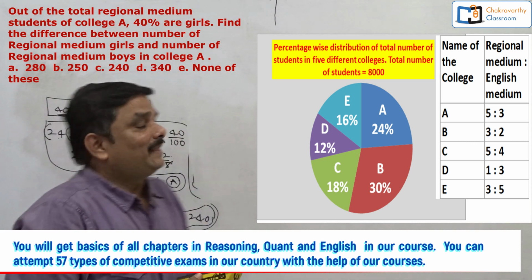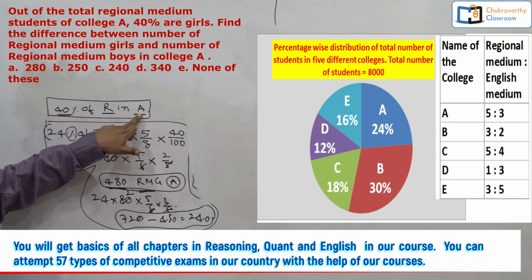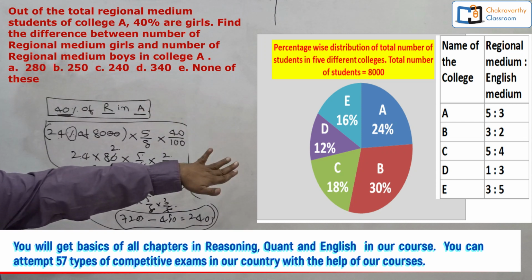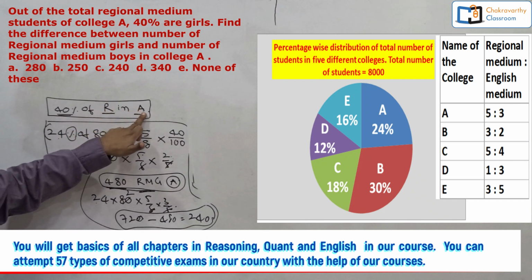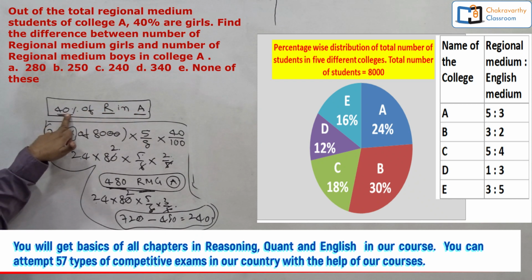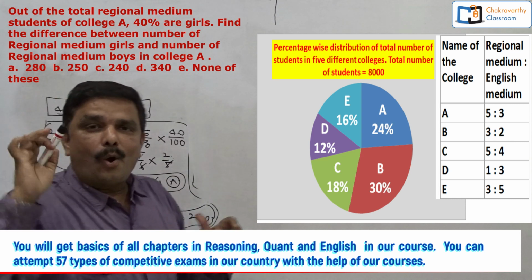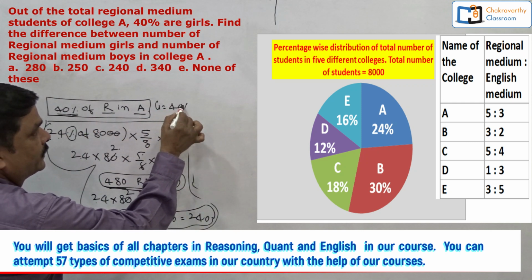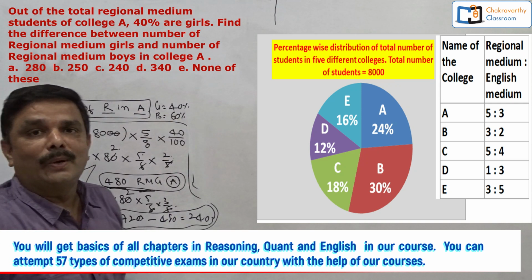You will understand. They have given the number, right? So in college A, some regional medium students are there, some English medium. They are talking about regional medium. Out of the regional medium students in college A, 40% are girls. When 40% are girls, in your mind, obviously one thing should come to you. What is that? Girls 40%, obviously boys 60%. First thing is over.